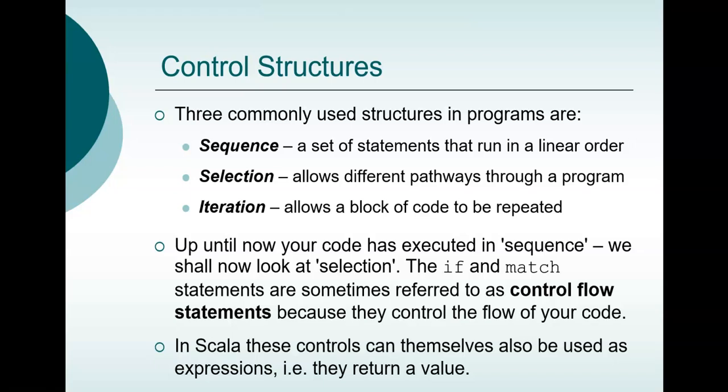In Scala, control structures can themselves also be used as an expression, which can return a value. So in essence, we can say that control structures determine how program statements execute: whether it's going to execute sequentially, or there's going to be a selection, or there's going to be iteration. We are going to concentrate on selection. All the code we have written so far is in sequence only. So in this lecture, our concentration will be on selection.